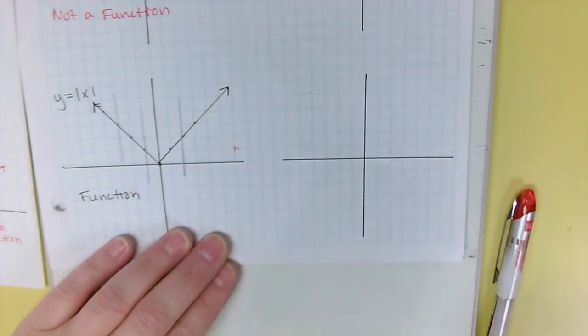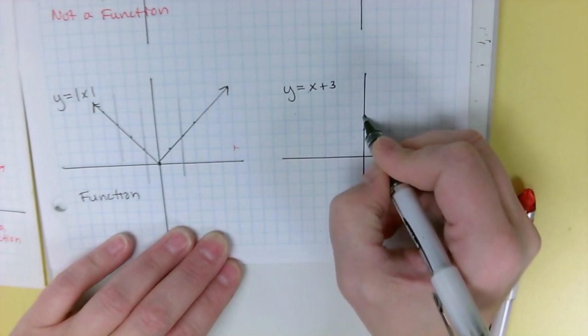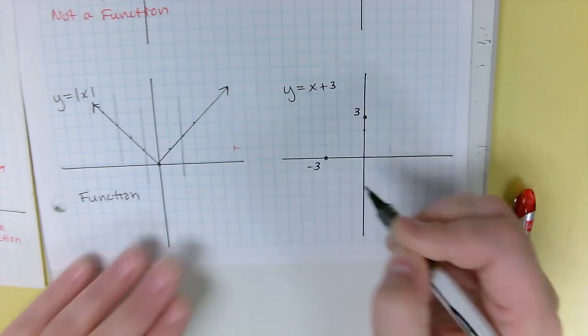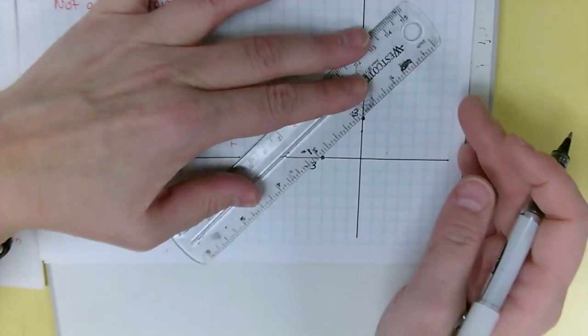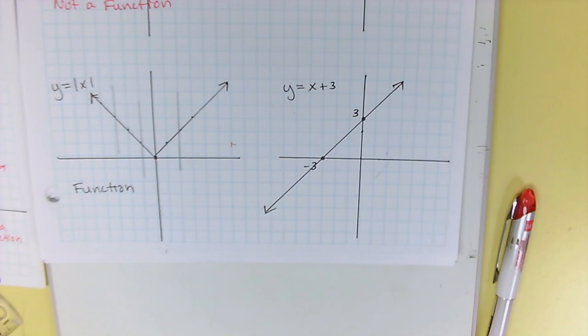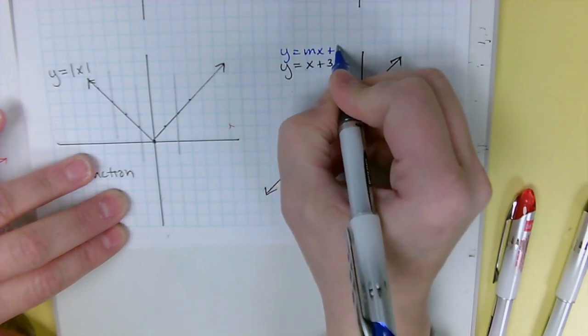Okay, last one of these, I'm going to graph y equals x plus 3. This is a line that crosses at 3 on the y-axis, and its intercept is negative 3 on the x. So just draw your line through those two points. Okay, you probably recognize this type of equation. This is y equals mx plus b, which is a line.